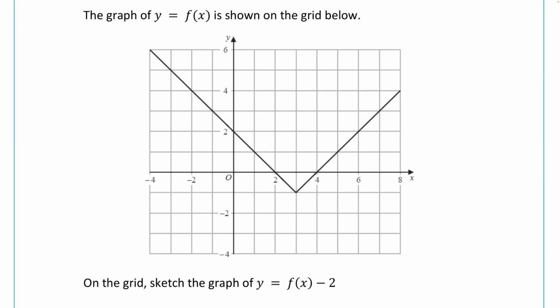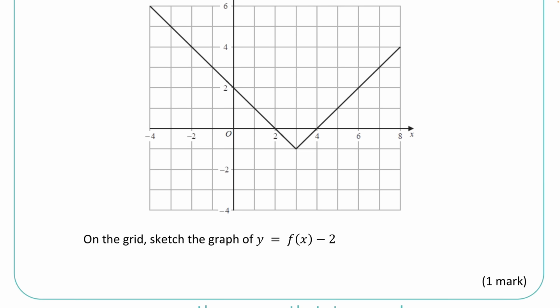Okay, part B is looking at a graph transformation. It says on the grid, sketch the graph of y equals f of x minus 2. So lots of different graph transformations. This one here is a minus 2. It's outside of the x bracket, which means it affects the y coordinate, and it does what we expect. Minus 2 moves each point down by 2.